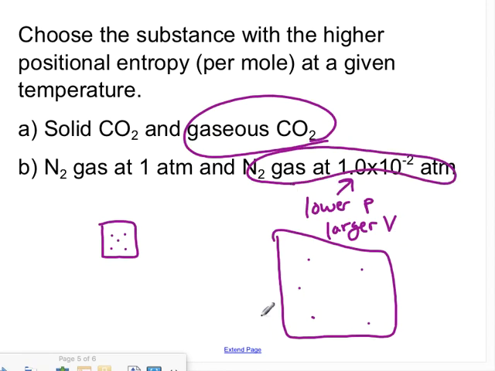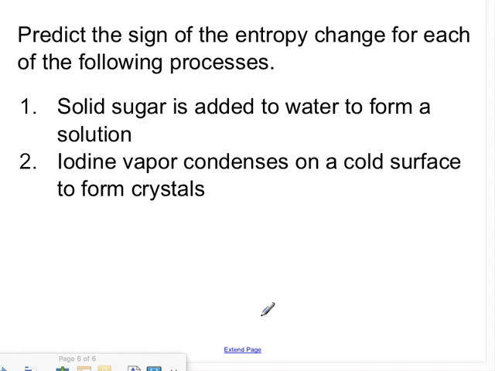All right. In this question, we're asked to predict the sign of the entropy change for each of these processes. So we have to think, is entropy increasing or decreasing? Solid sugar is added to water to form a solution. All right, so we'll have our water before and after, and the water is not really going to change too much, but the sugar is changing from solid to aqueous because it's being dissolved.